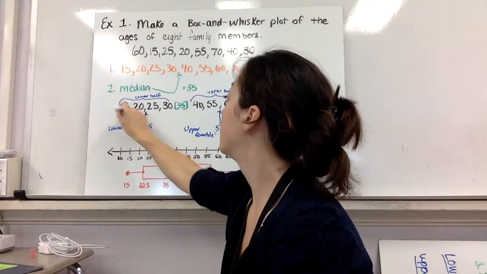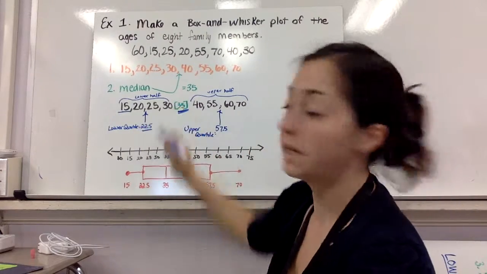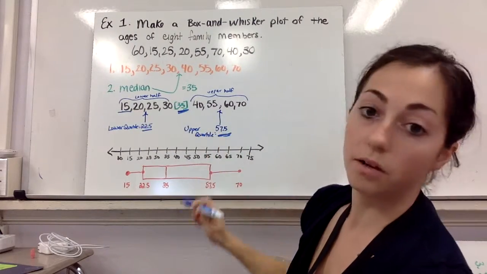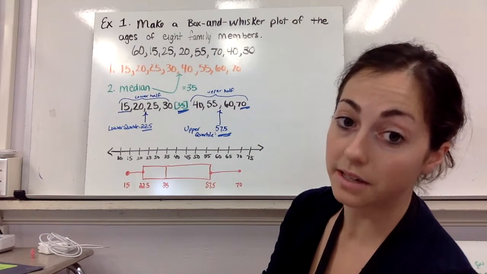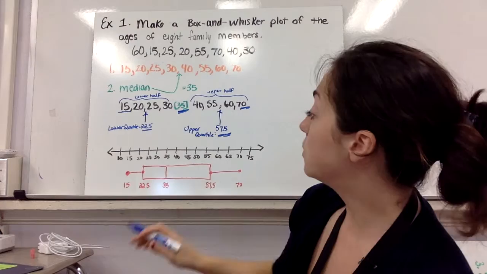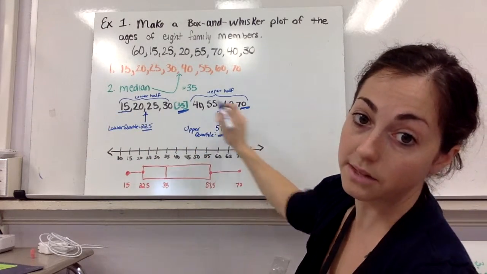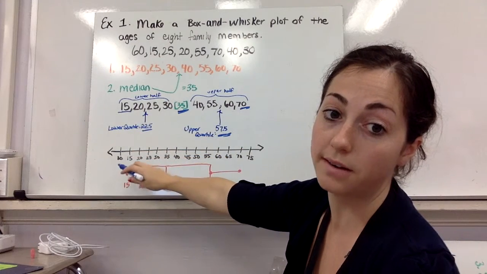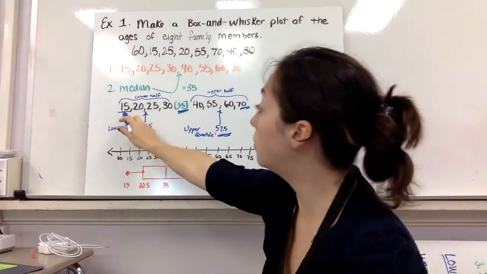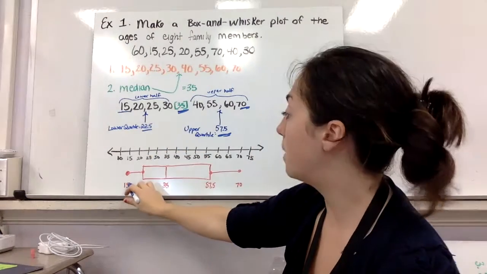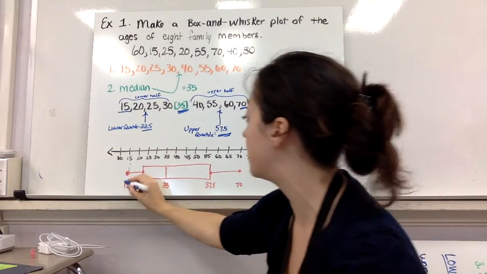I need the lowest number, the lower quartile, the median, the upper quartile, and the largest number. And that is the 5 bits of data that I make my box and whisker plot. So now I make a number line, and my lowest is 15, my highest is 70. So I made a number line that went by 5s from 10 to 75. Then my lowest number is 15, so my whisker goes out to 15. So what I do is I go underneath 15 and I just make a point.